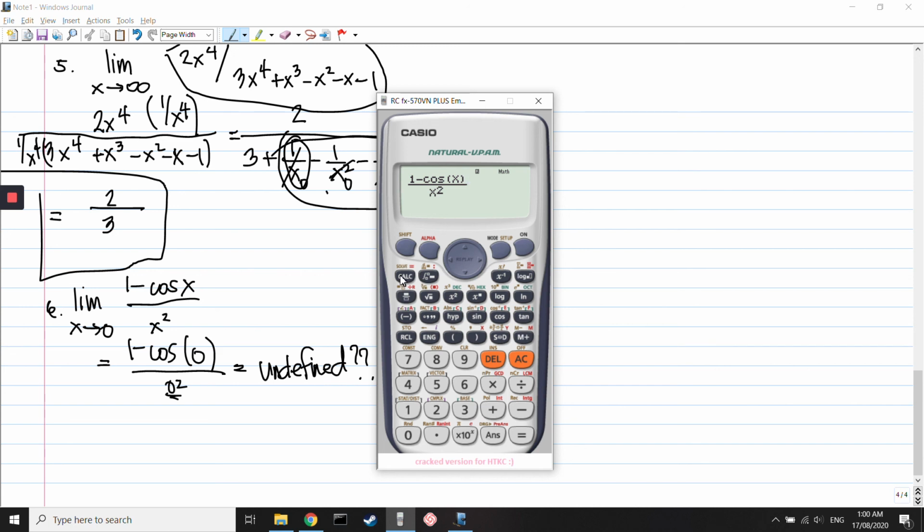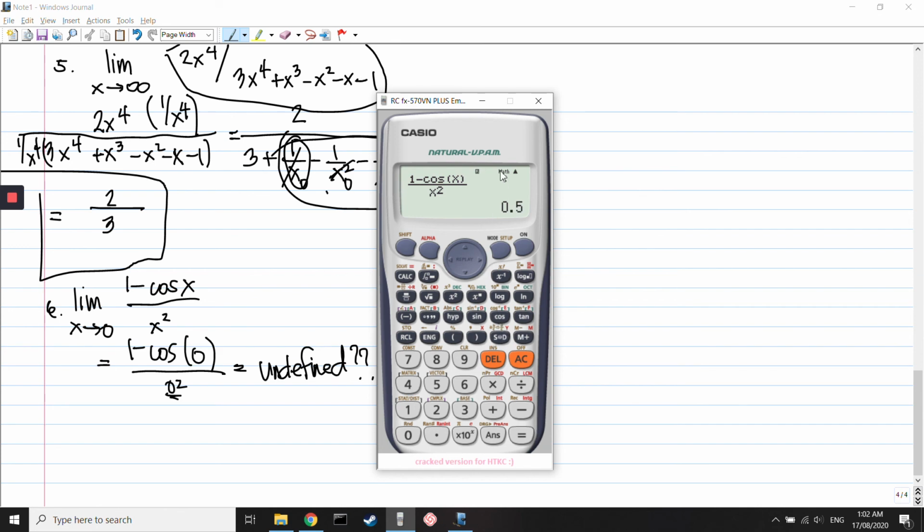So again, we want 0.0001 for the value that is closer to 0, the value on the right side of the Cartesian plane. So press equal, then we got 0.5, so we can have the answer of 1/2. To check if the answer is right or wrong, we just need to assign another value closer to 0. So I want negative 0.0001 for this value. Then again, the answer is 0.5.